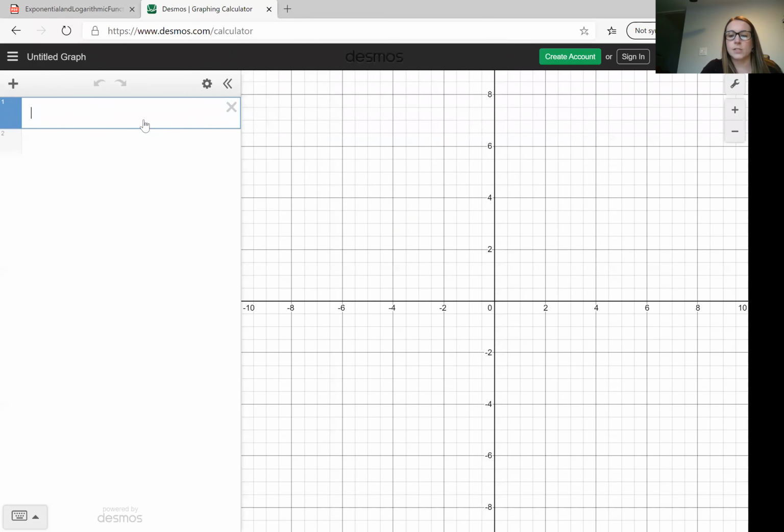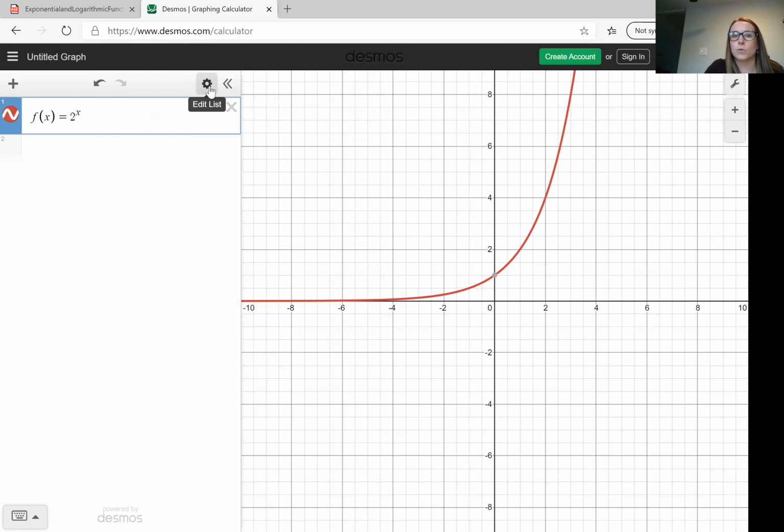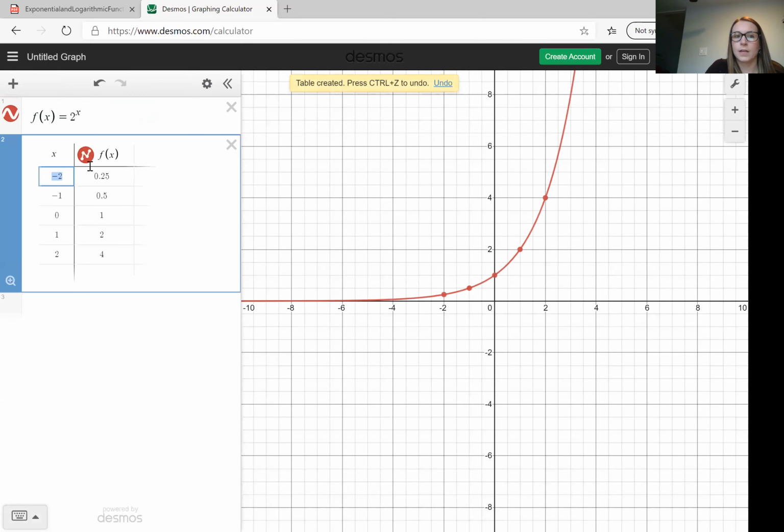So you're going to type in f of x equals 2, then shift and the number 6 because that's the caret, and then type your x. It's automatically going to graph it for you. And in order to figure out what those points are, you're going to go to this edit list and click convert to table. That'll give you those values that I was talking about, the -2 to +2. It'll give you what your y values are as well.